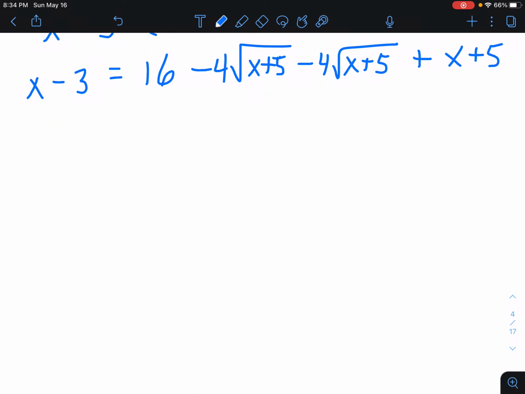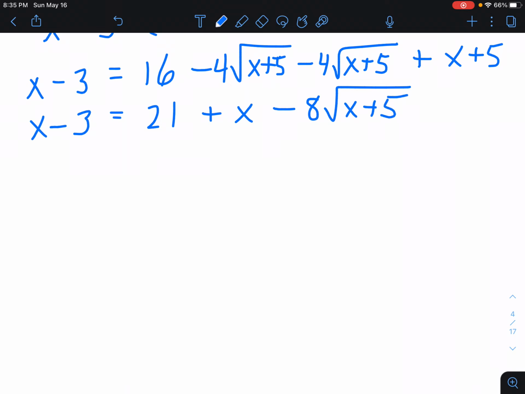Okay, so where do we go from here? Let's combine like terms. Actually, 16 plus 5 gets 21. And then bring down the plus x. And then the two radicals have negative 4's in front of them. So negative 4 minus 4 is negative 8 times the square root of x plus 5. Now what? We still have a radical in this problem.